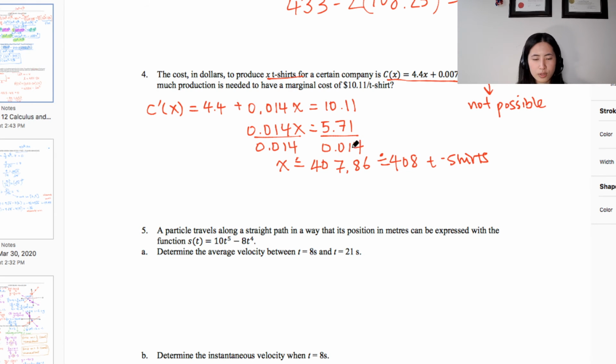Does that make sense? So how much production is needed to have a marginal cost of $10.11, and that's per t-shirt? Well, you can only produce 408 t-shirts if you want to have a marginal cost of $10.11. So that means producing 600 or more t-shirts at a marginal cost of $10.11 is not possible. Okay, hopefully I've emphasized that enough.